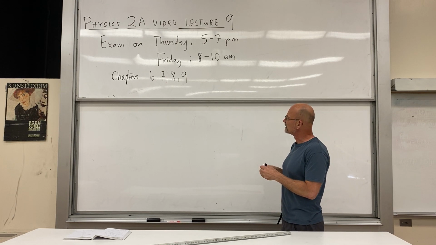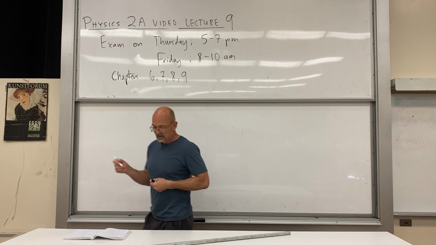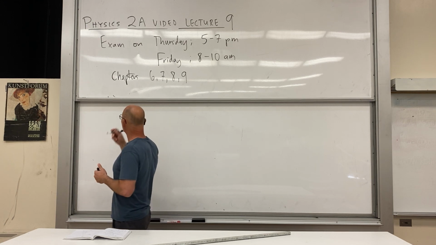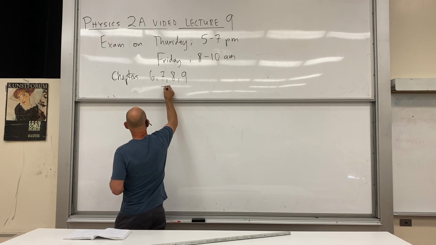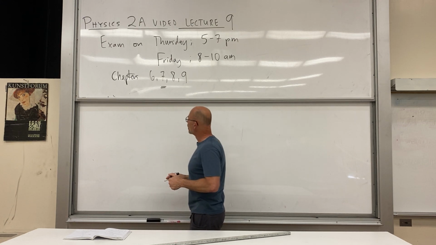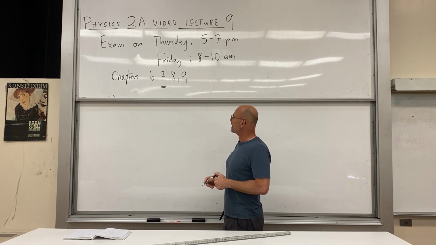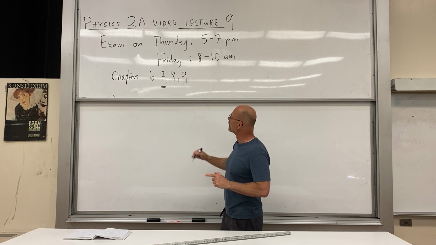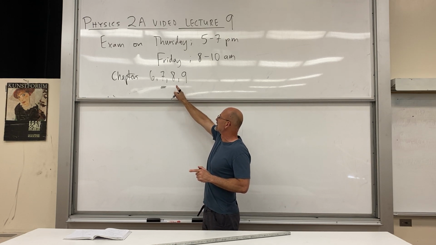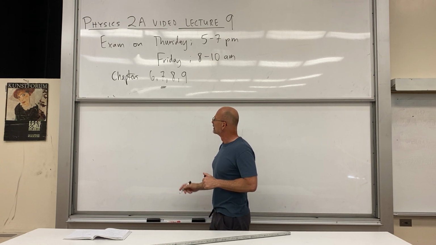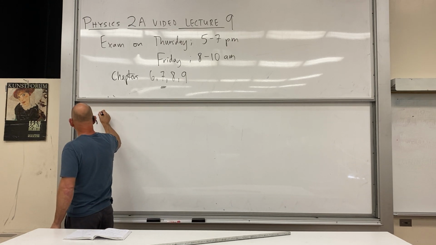Good, so let's have a look at chapter 7. What we were talking about in chapter 7. So what I'm focusing on here is circular motion and gravity. The rotational motion formalism I'll talk about in connection with chapter 8. Okay? So circular motion and gravity.